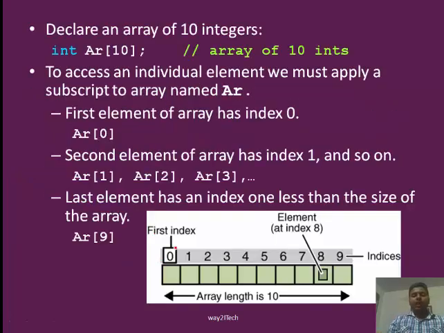So the first element will have index number 0 and the last element will have index number 9, and the first element will be known as AR of 0. Similarly, the second element has index 1 and will have the name AR of 1. The fourth element will be written as AR of 3. The last element has index number 1 less than the size of the array. This also I have discussed earlier. So what will be the name of the last element? AR of 9. Means the last element will have index 9, that is 1 less than the size of the array.